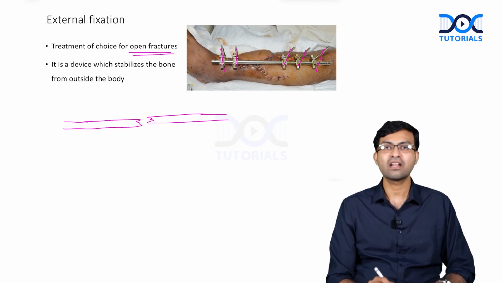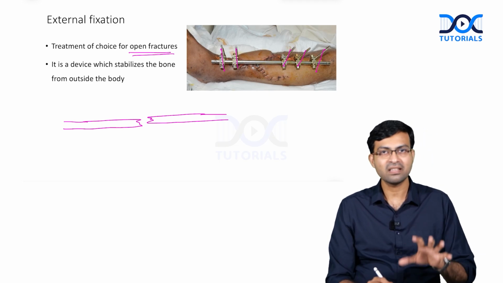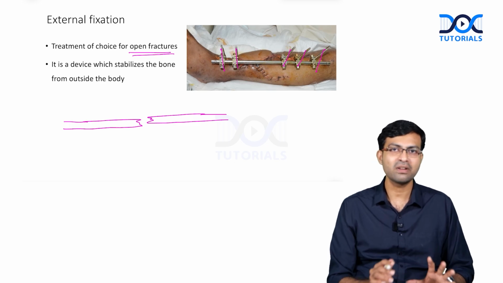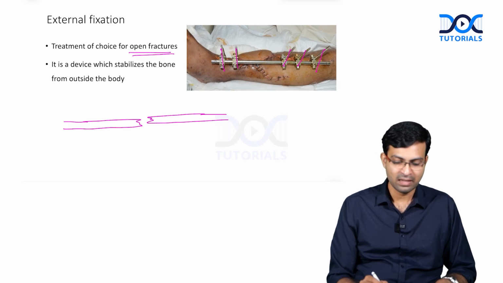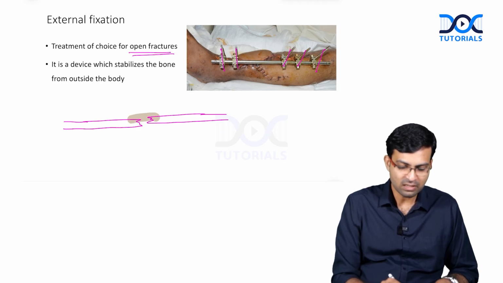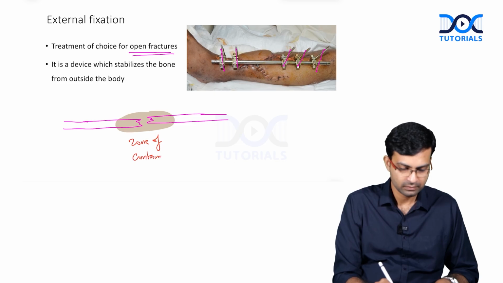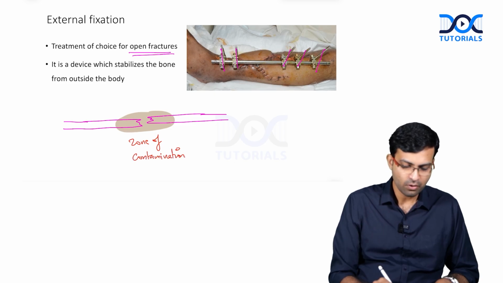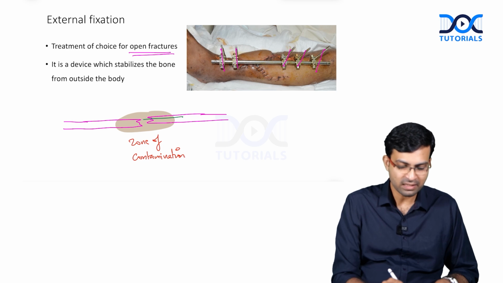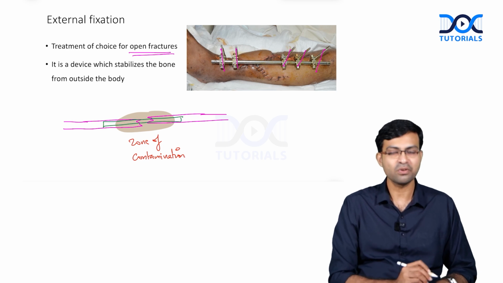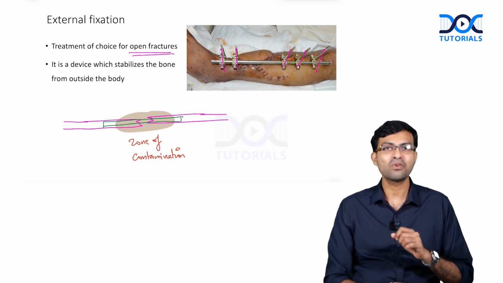Open fracture means there is a lot of debris and dirt and everything has entered the fracture site. You have cleaned everything well, but even then bacteria will definitely be there, isn't it? So let's imagine that this is the zone of contamination. Now imagine you are very brave and you try and fix the fracture using a plate here. What is going to happen? Your plate is in the zone of contamination.